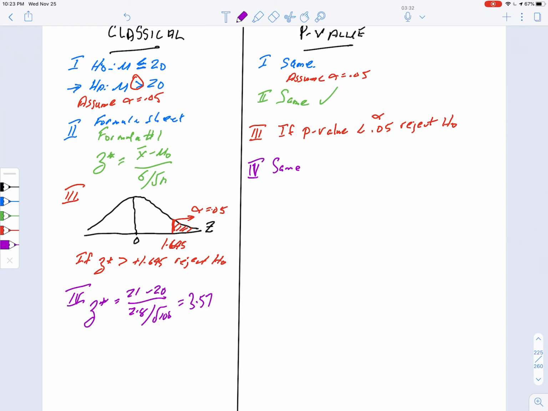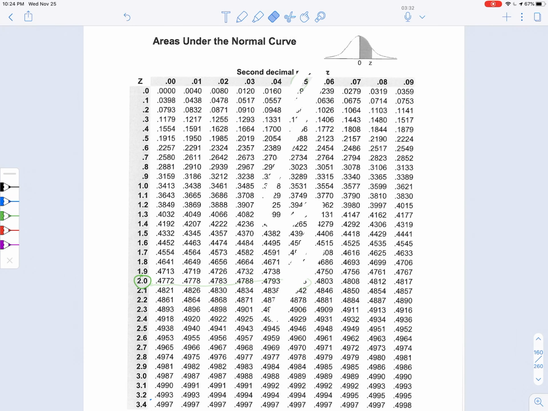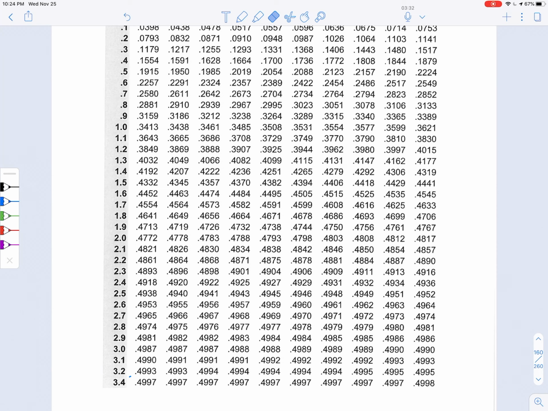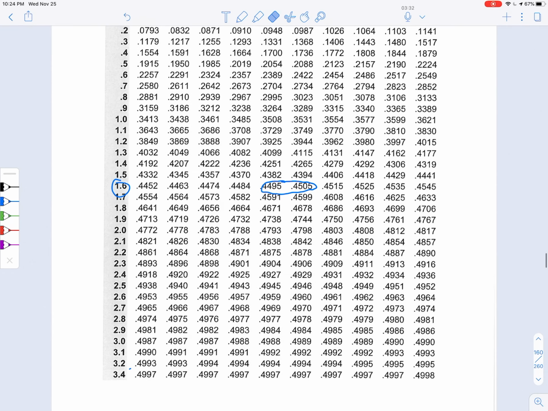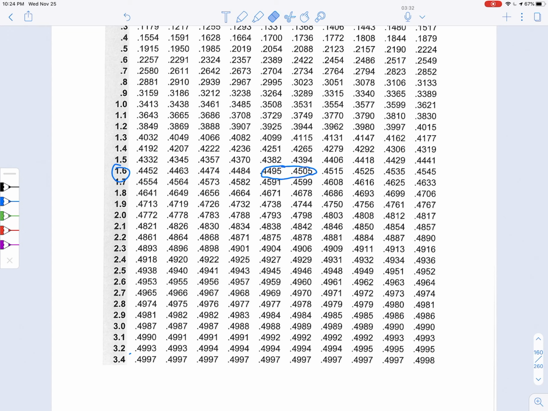Step number 4 over here is the same. So Z star turns out to be 3.57. And so what we do is we're going to find 3.57. Hey, just to back up here, that critical value of 1.645 is right in here. That would be 5% in the upper tail, which would be 45% from that point down to the middle. So that's 1.64 or 1.65, 1.645.